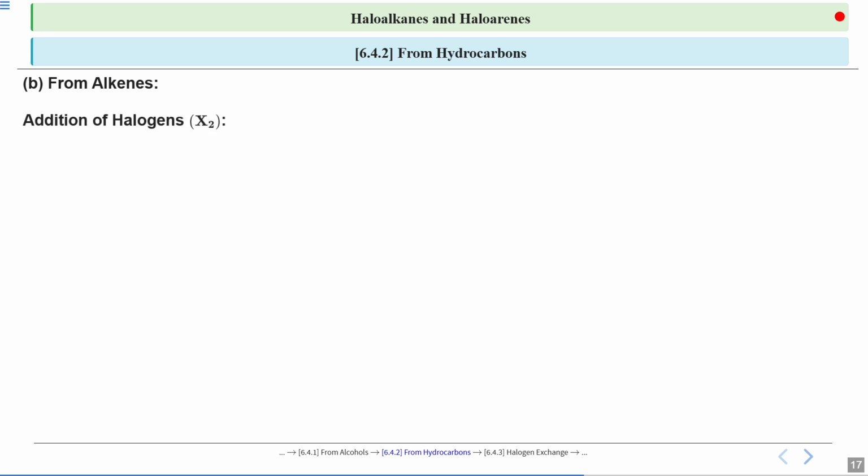Addition of halogens. Halogens means X2, right? Any halogen. So we are still in the alkene. Here the alkene is reacting with halogens like bromine in the presence of CCl4. It is giving us BrCH2CH2Br. That means 1,2-dibromoethane, because at the first carbon and second carbon we have two bromines. 1,2-dibromoethane, two carbons are there, ethane.